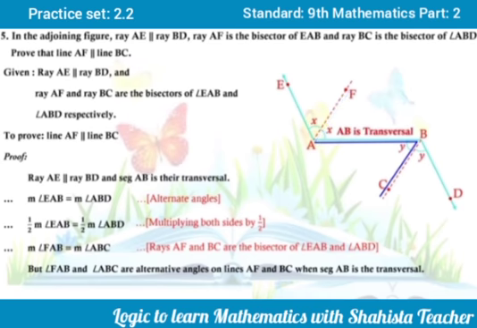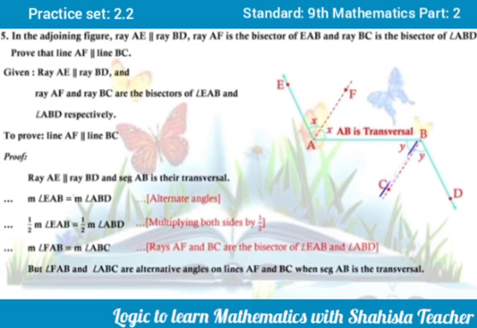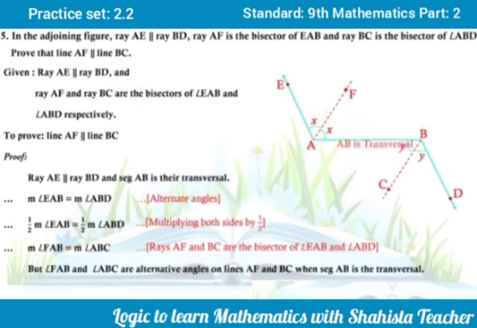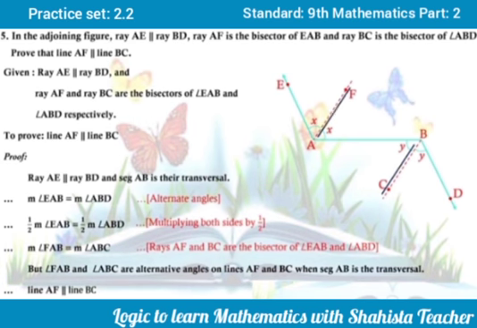Okay, so here segment AB is their transversal. So we can say that AB is the transversal line. See, this AB is the transversal line. So now AF is parallel to BC. So line AF is parallel to line BC. Is that clear, my dear students?